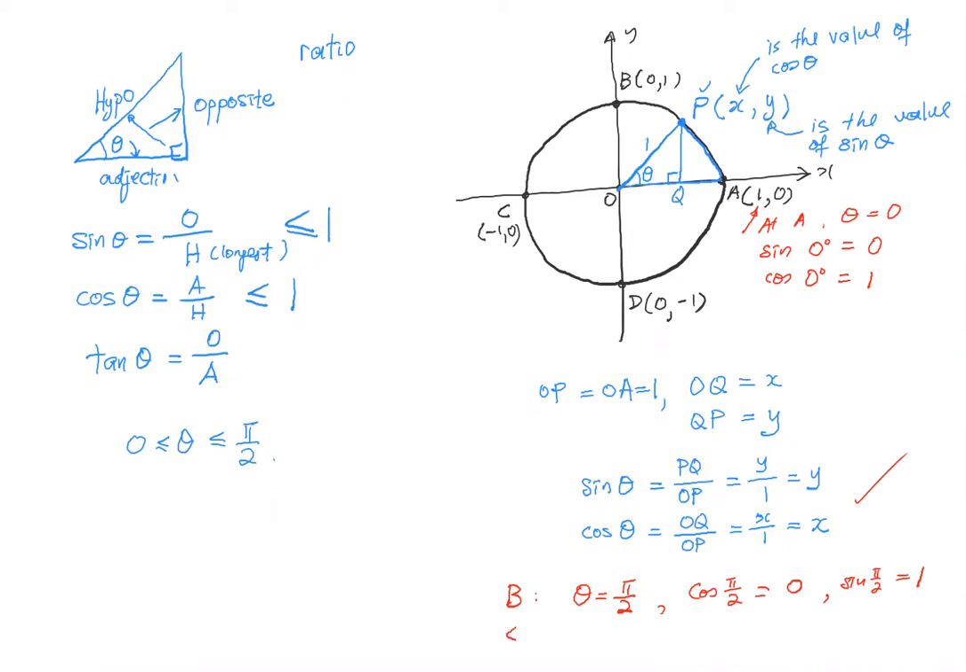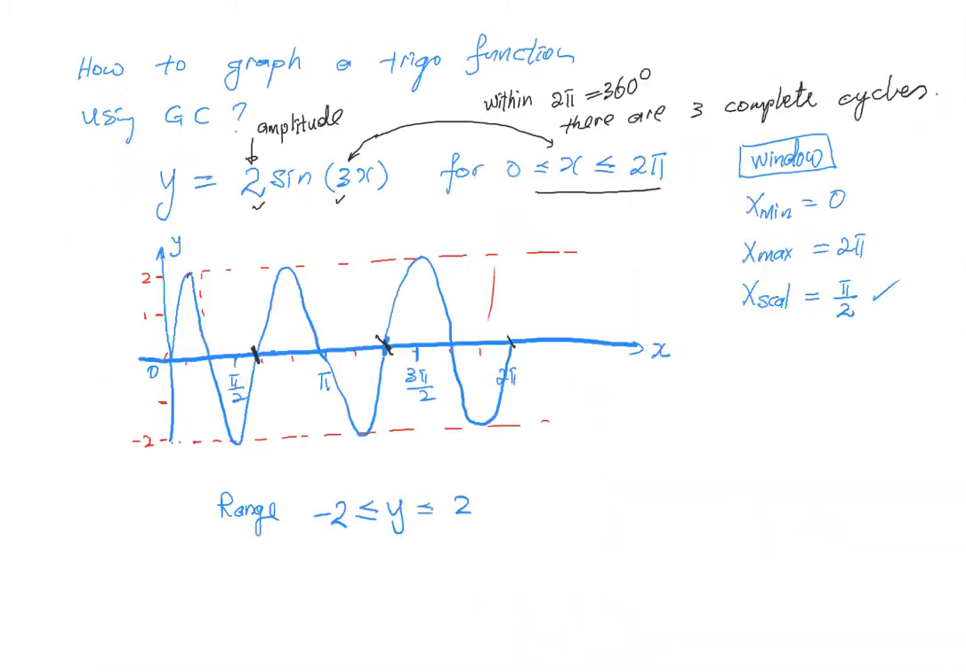So there goes CD. At point C, the angle theta is pi. At point D, the angle theta is 3 pi by 2. Are you okay? Then when you go back to point A again, you will go round and round, keep adding pi by 2. That's why the graph we plotted goes in a cycle like that. Clear?